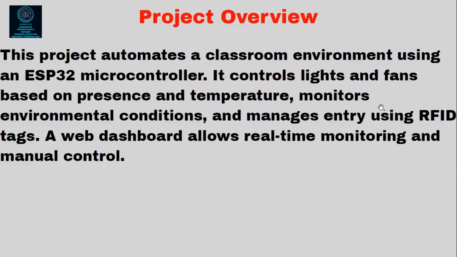Okay, so we'll just have an overview. This project automates a classroom environment using the ESP32 microcontroller. It controls lights and fans based on presence and temperature, monitors environmental conditions, and manages entry using RFID tags. That means if a valid ID is there, then only you can enter the classroom. Our dashboard allows real-time monitoring and manual control. So we have an IoT project where we have used ESP32, which controls a classroom that is called a smart classroom. Okay, let's go further and study the things.